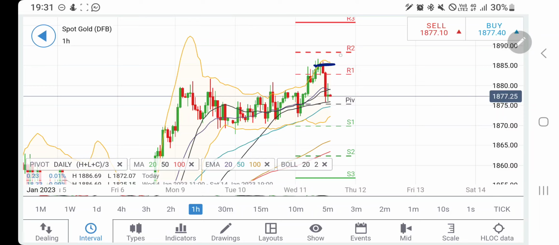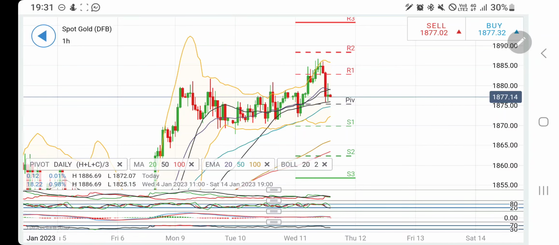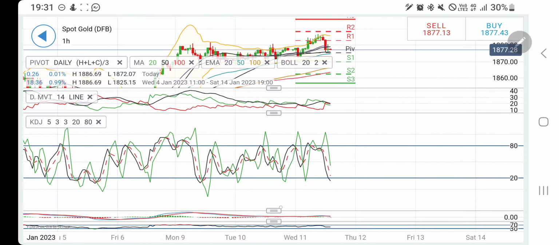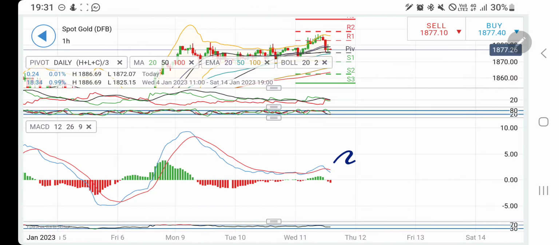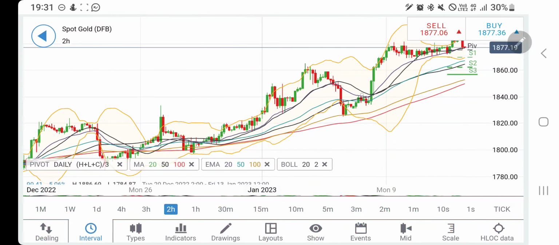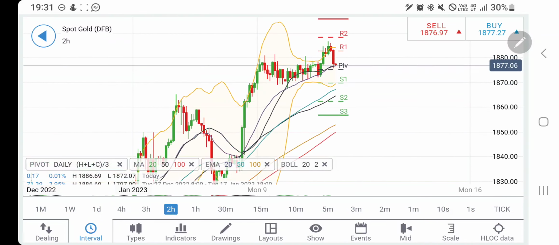At the same time, see 1885 once again as expected provided a resistance. So we need to wait and watch how it behaves at those levels. Directional movement moderately bearish, stochastic dropping from the overbought zone. The MACD has crossed over for a sell entry again, and the RSI is looking downwards. And similar observation on the 2-hour charts.